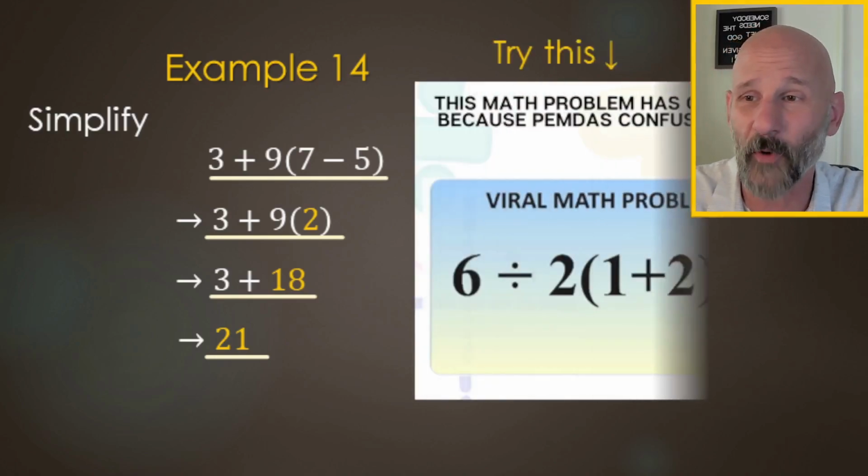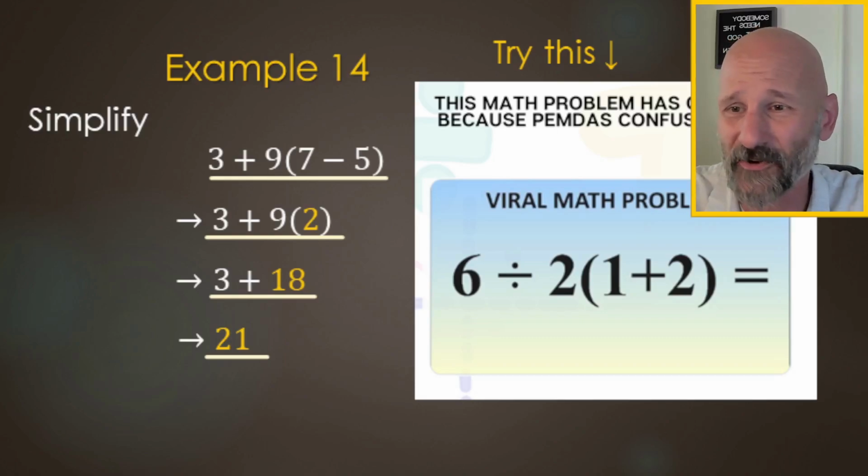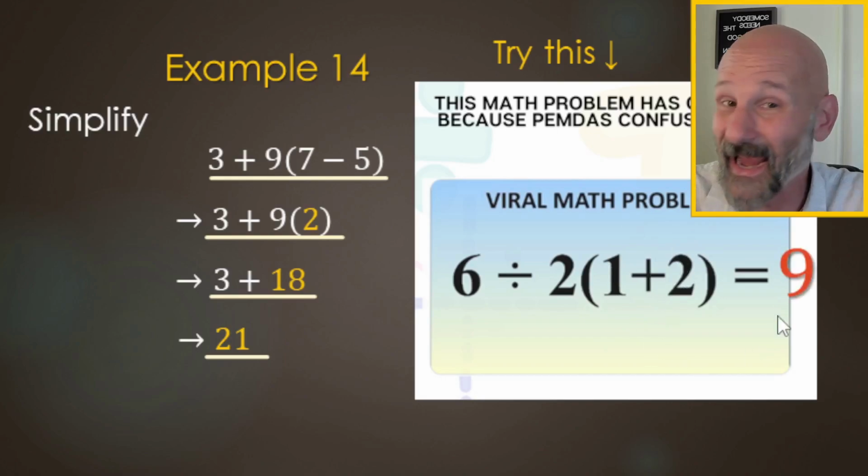So, quick bonus question. Try this one here. It's a viral math question. Pause the video, see if you can get it yourself, and then come on back and see how you did. On this one, start with parentheses. That's going to be 1 plus 2. That's going to make 3. So the answer was 9.